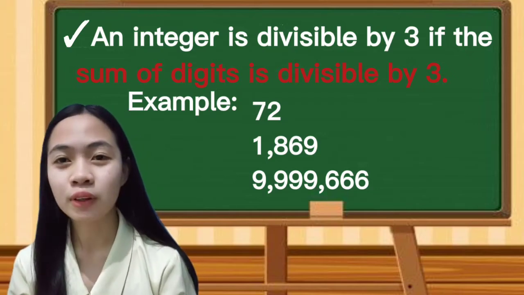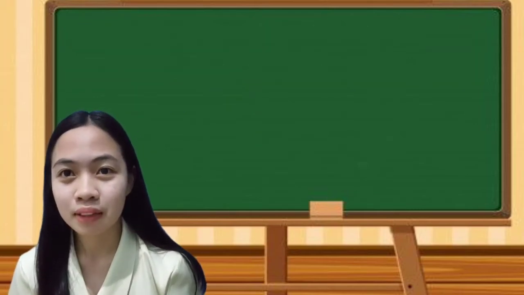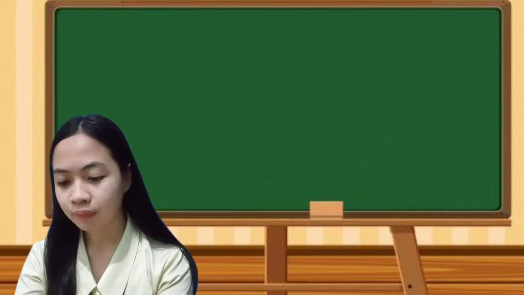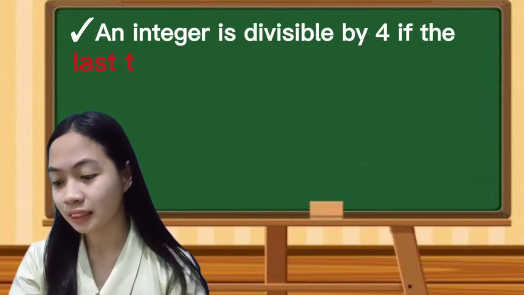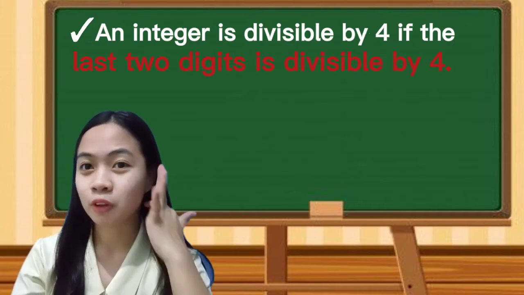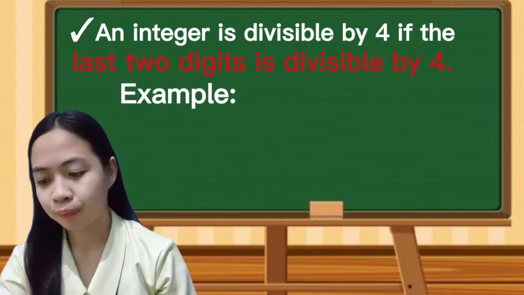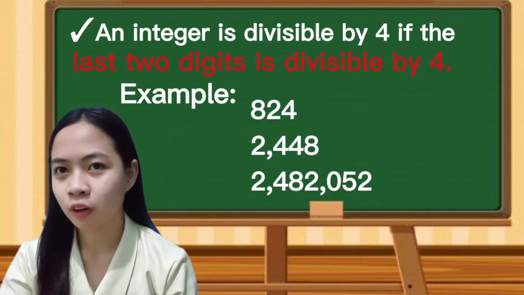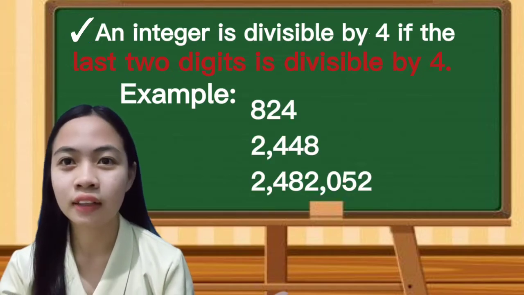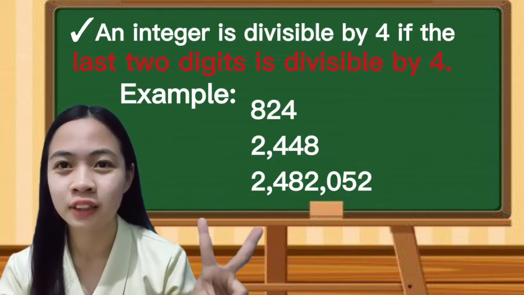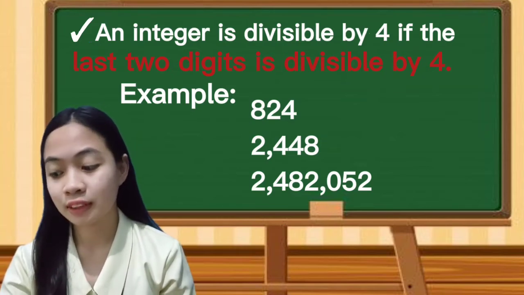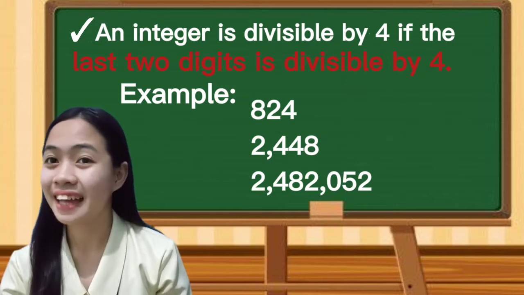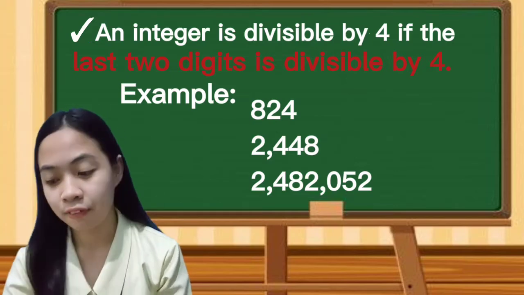So, now the divisibility rule of number 4. An integer is divisible by 4 if the last two digits are divisible by 4. What do you mean by that? For example, 824. The last two digits of 824 are 24. 24 is divisible by 4. So, meaning 824 is divisible by 4.